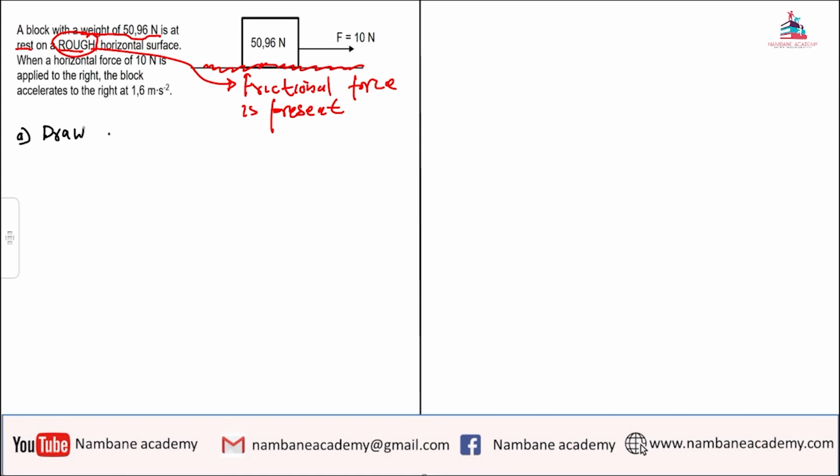Draw a free body diagram of all forces acting on block B. Okay, let's call it A because we don't have block A. Allow me, ladies and gentlemen, to just name this block A for the purpose of making things easy.